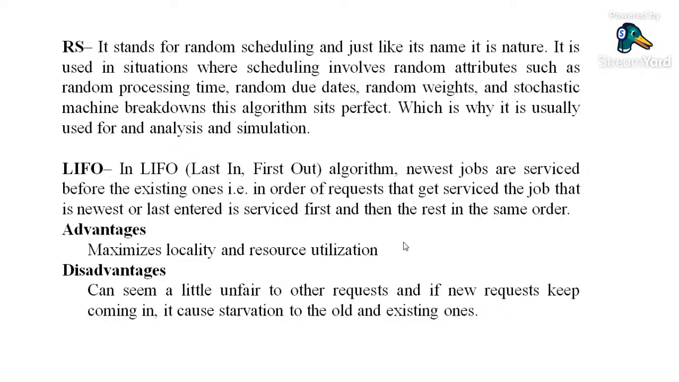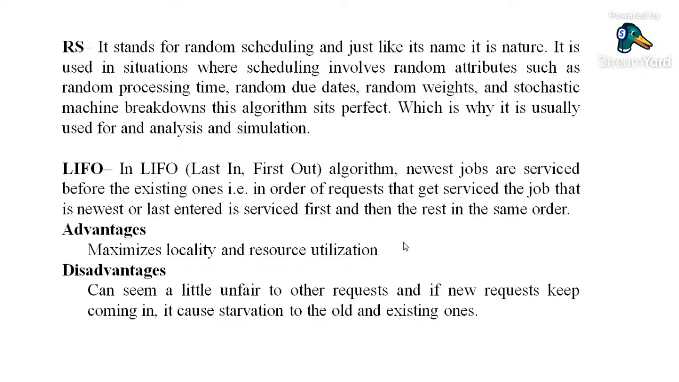The next algorithm, the LIFO, last in first out. So what happens in the LIFO? See here, the newest job gets service before the existing ones, rather than in order of request. The job that is newest or last entered is going to be served first and then the rest in the same order. It means the request which has entered lastly, just now entered, is going to be served first and then the rest in the order.